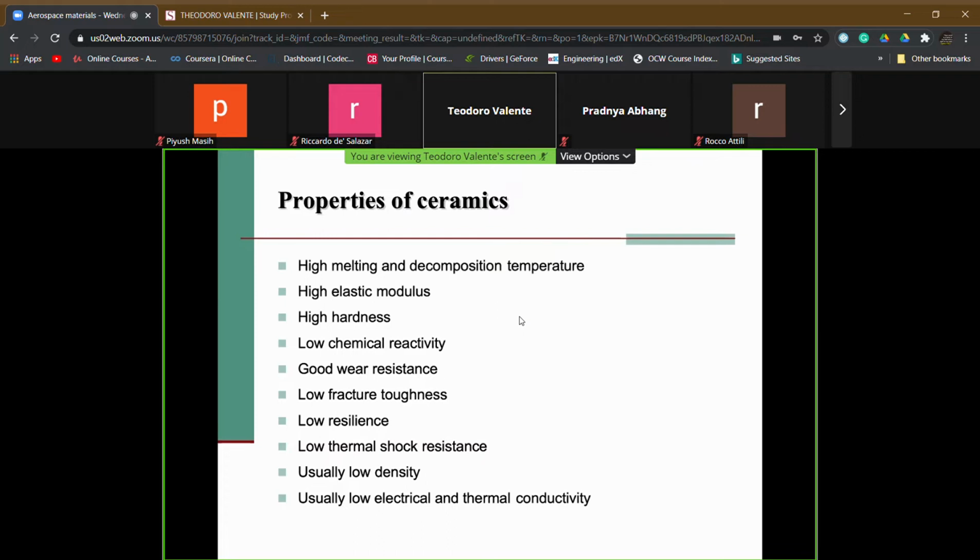This is just to point out some general concepts which can be applied to ceramic materials. Then I specify again, each ceramic material will have its own data for each class of property, but the concept that we have defined now can be considered valid for all classes of ceramic materials.